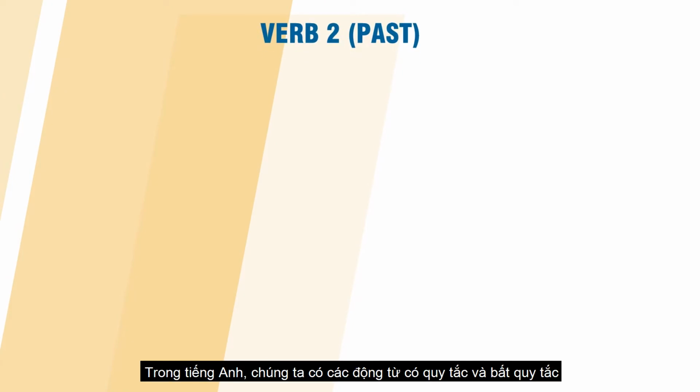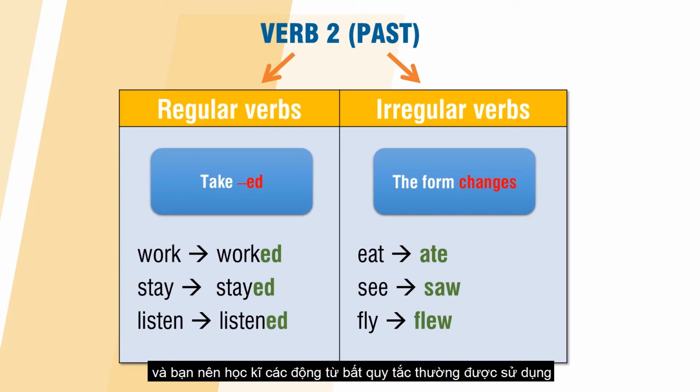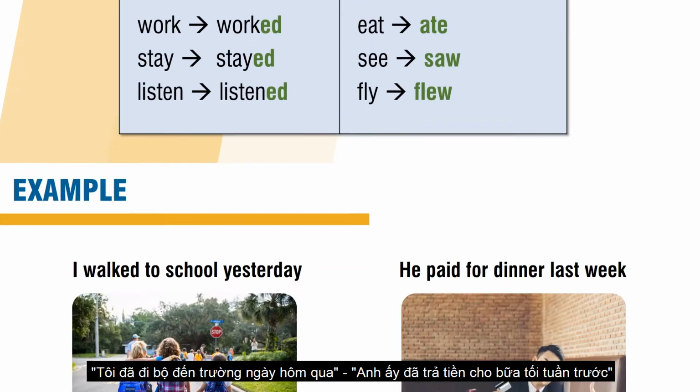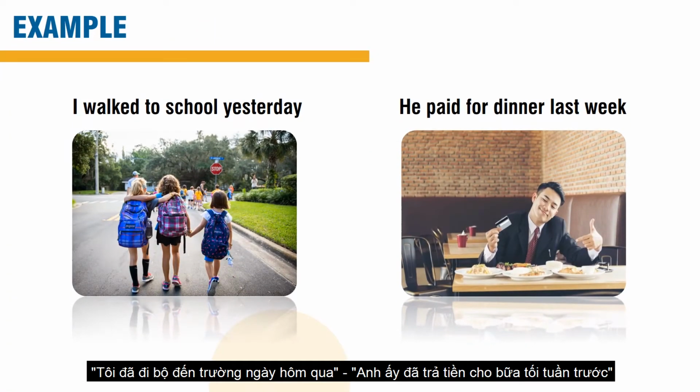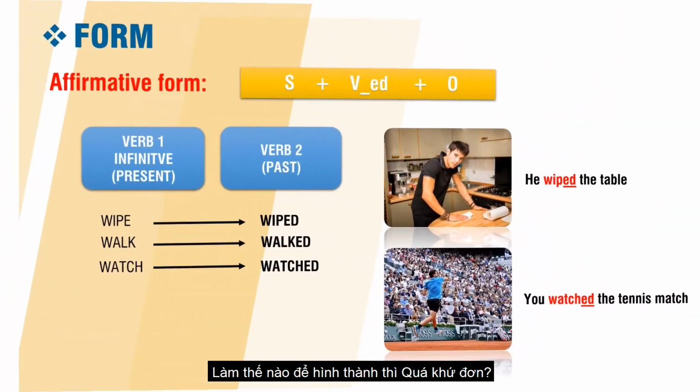In the English language, we have regular and irregular verbs. It's advisable that you study the most commonly used irregular verbs. Take a look at these sentences. I walked to school yesterday. He paid for dinner last week. Both these sentences are in the past simple tense. How to form a past simple?